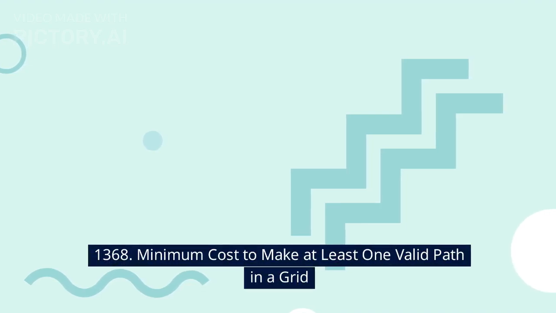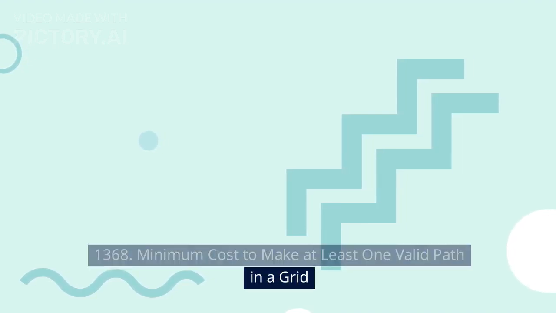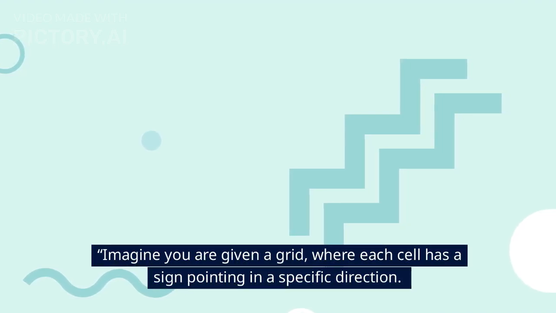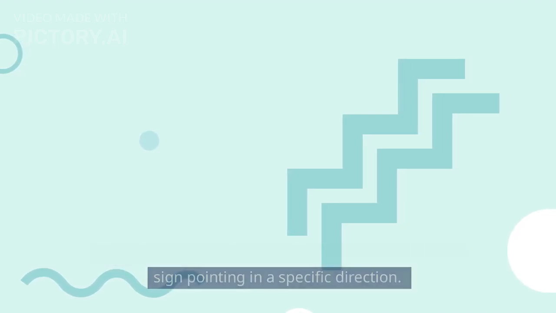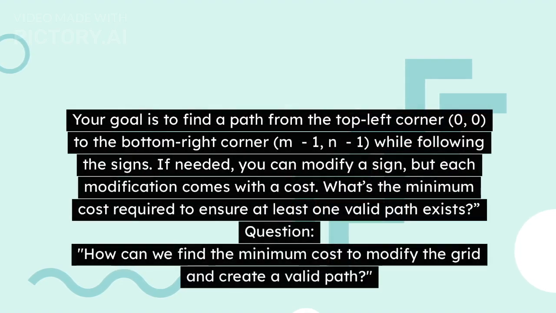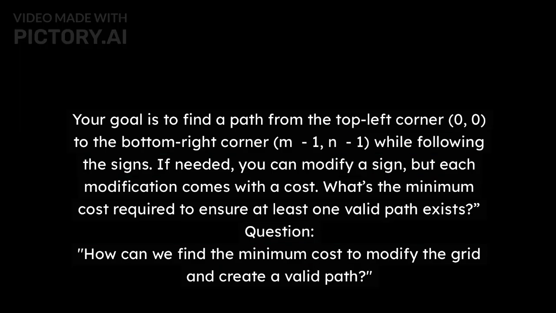1368. Minimum cost to make at least one valid path in a grid. Imagine you are given a grid, where each cell has a sign pointing in a specific direction. Your goal is to find a path from the top left corner, 0, 0, to the bottom right corner, M-1, N-1, while following the signs. If needed, you can modify a sign, but each modification comes with a cost. What's the minimum cost required to ensure at least one valid path exists?